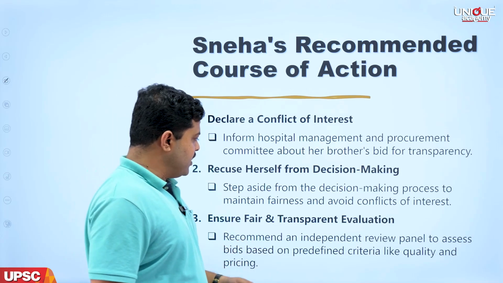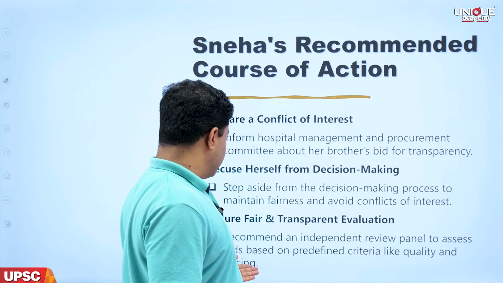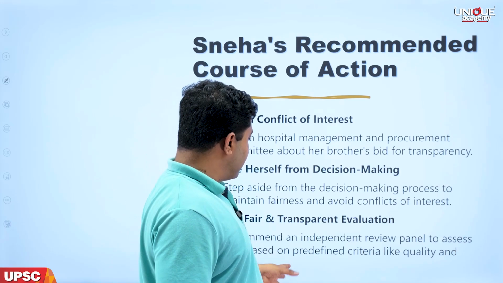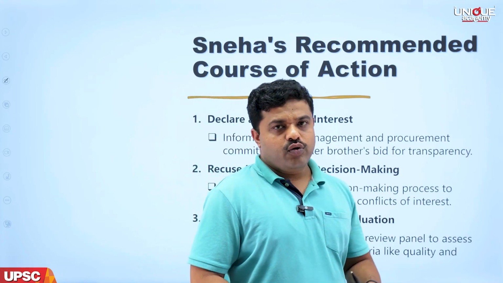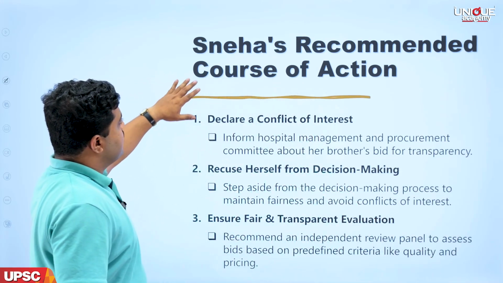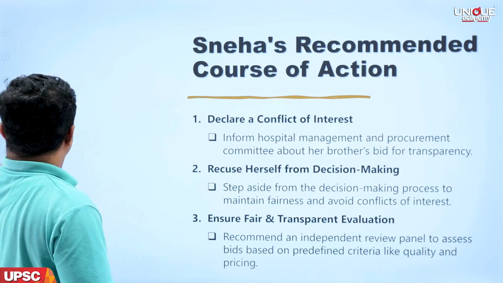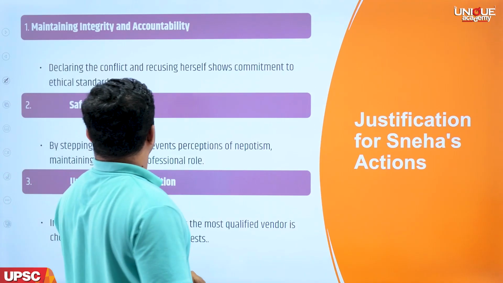So वो recommend कर सकती है कि independent review panel चाहिए जो assess कर सकता है bids को और वो तय कर सकता है कि whether it is based on predefined criteria like quality, pricing. तो ये सब स्नेहा के रिकमेंडेड कोर्स ऑफ एक्शन हो सकते हैं इन दिस केस. सेकंड इज जस्टिफिकेशन. ये क्यों चाहिए?